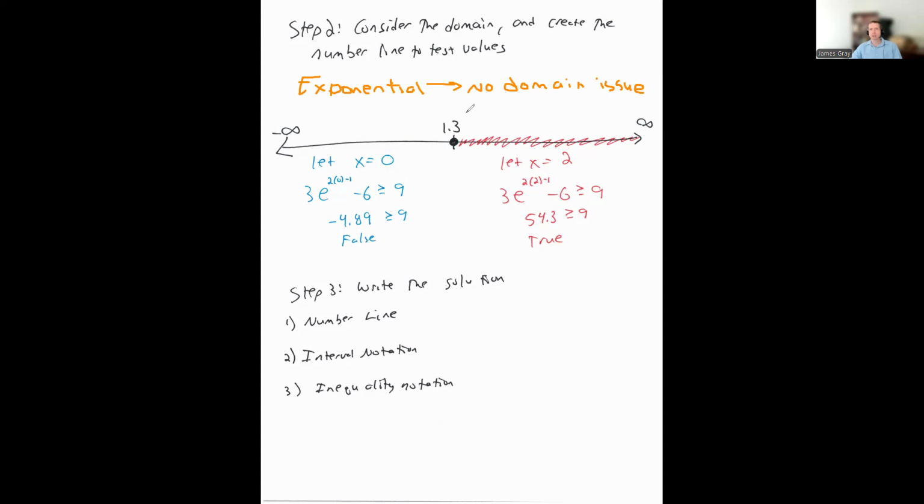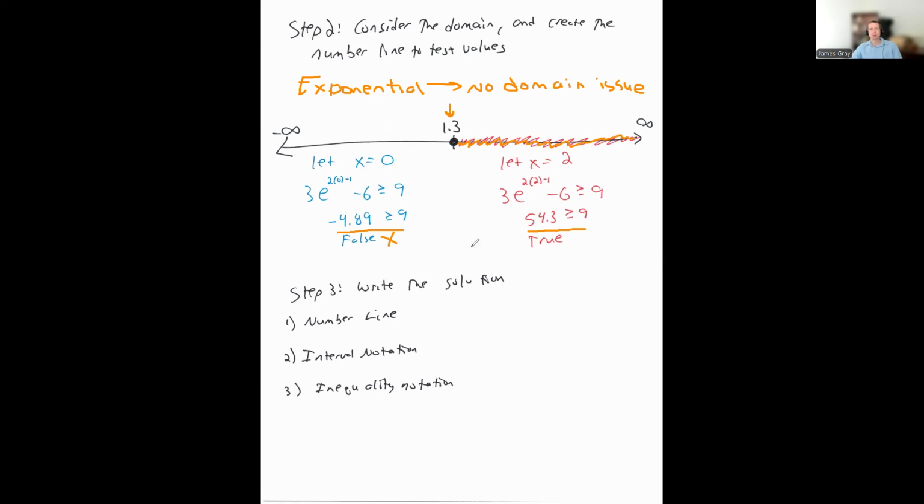And so what I do is I set up this 1.3. This is the point of equilibrium right here. I know that on one side or the other, I'm going to shade it in. So I'm going to pick a value from each side as a test point. I picked x is equal to 0. When I plug that in, I get negative 4.89 greater than or equal to 9. That's false, and so I don't shade. It's probably going to be the case that the other side will shade, but I need to check anyway. So I picked 2 as my value. When I plug that in, I get 54.39 greater than or equal to 9. That is true, and so I shaded this side.